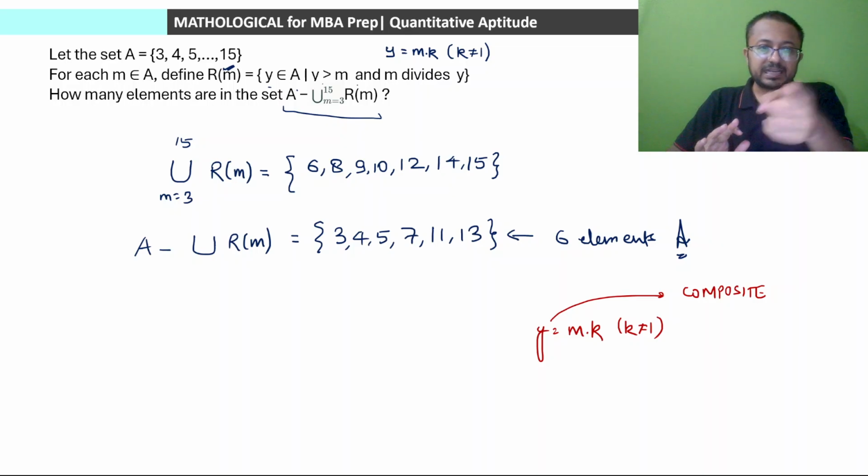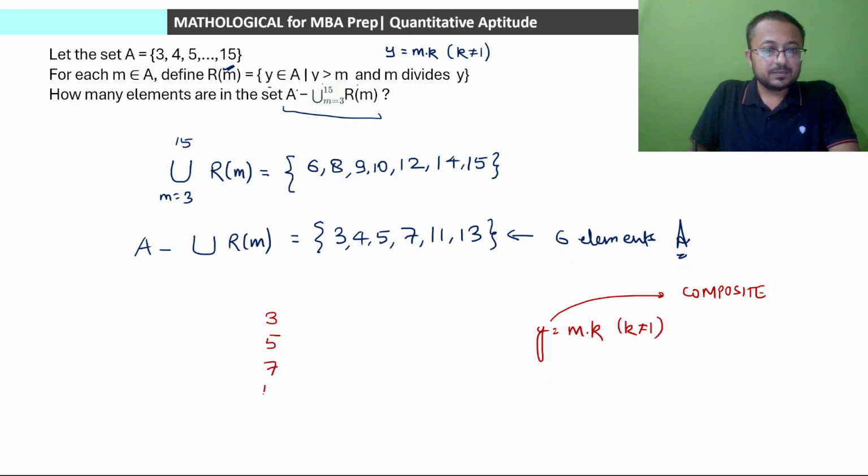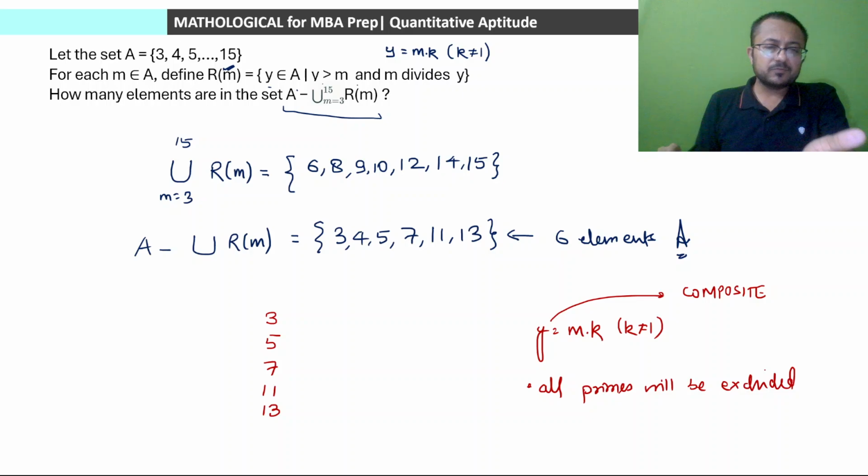तो हम अगर सेट A में सिर्फ और सिर्फ प्राइम नंबर्स को आइडेंटिफाई कर लेते तो कौन कौन से प्राइम नंबर्स हैं हमारे? 3 is there, 5 is there, 7 is there, 11 and 13. All prime numbers will be excluded since y has to be composite. So all primes will be excluded. Basically all multiples of primes will be included, isn't it so? All multiples of primes and composites, those will be included. Prime numbers को exclude करना पड़ेगा.